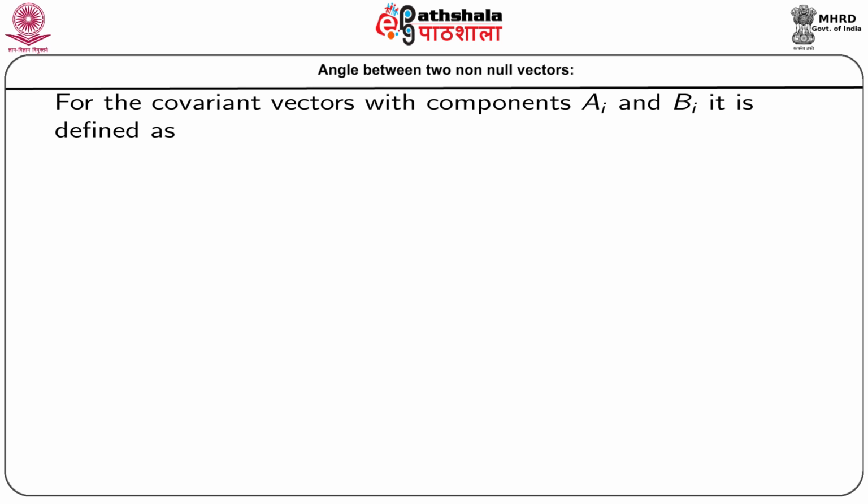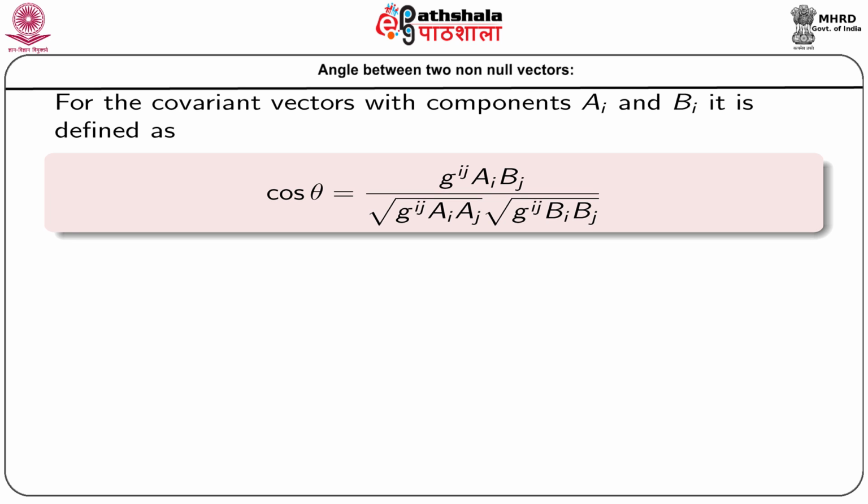Now, for the covariant vectors with components a_i and b_i, cos theta is defined as cos theta equals g^{ij} a_i b_j divided by root over g^{ij} a_i a_j into root over g^{ij} b_i b_j.